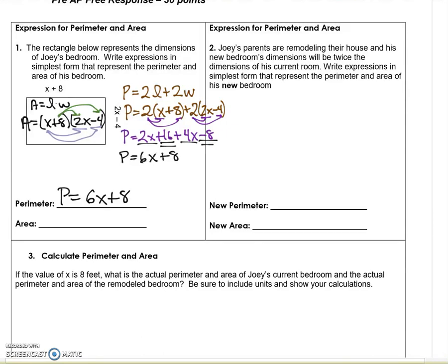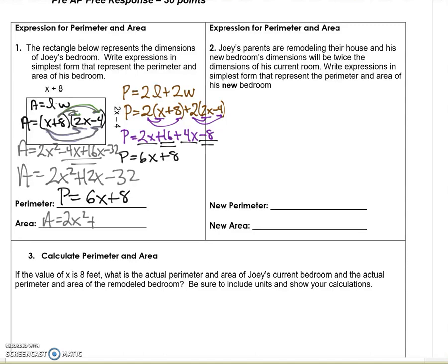All right, so when we do this multiplying, we get an area equal to: x times 2x is 2x squared. x times negative 4 is minus 4x. 8 times 2x is 16x. And 8 times negative 4 is negative 32. From here, we want to combine like terms. So that's 2x squared plus 12x minus 32. There is our equation for the area of this bedroom.